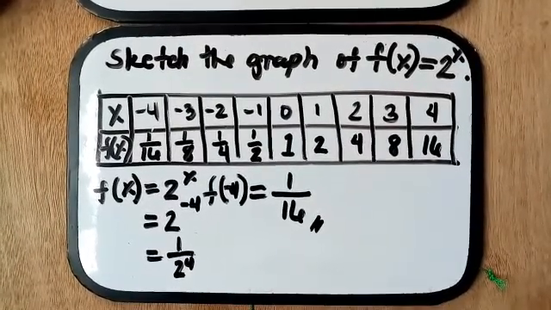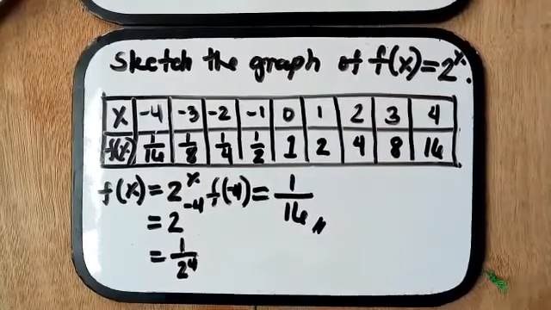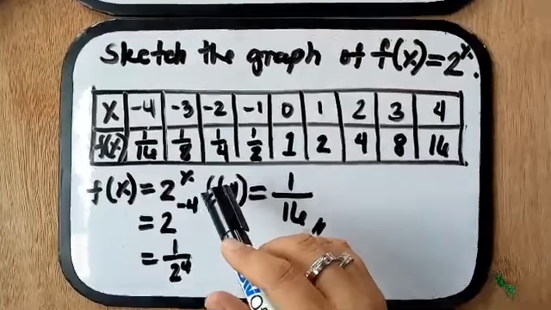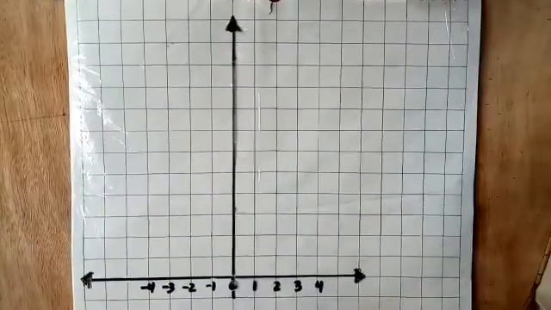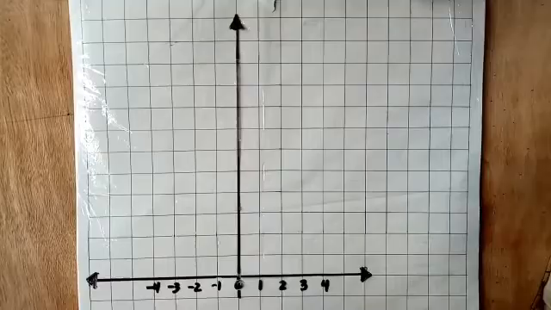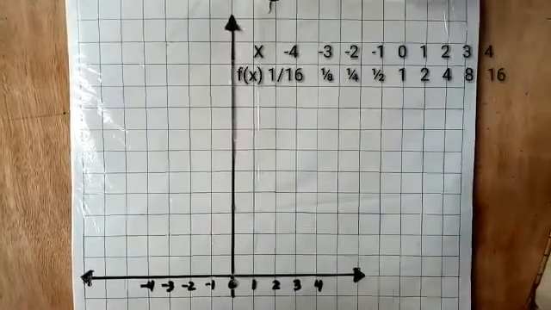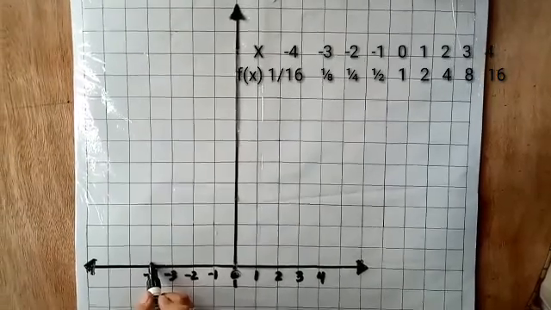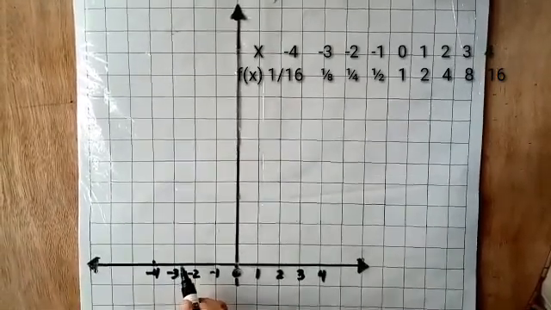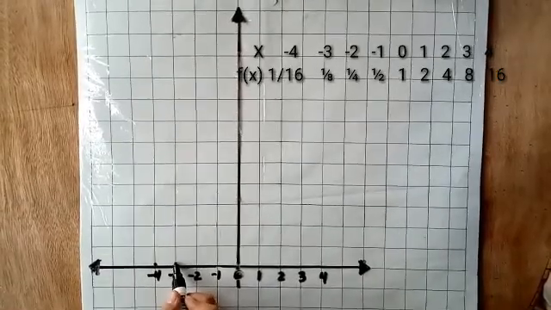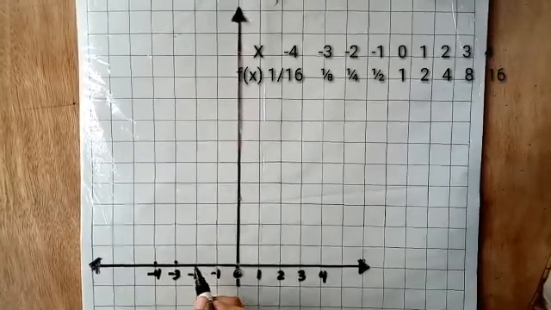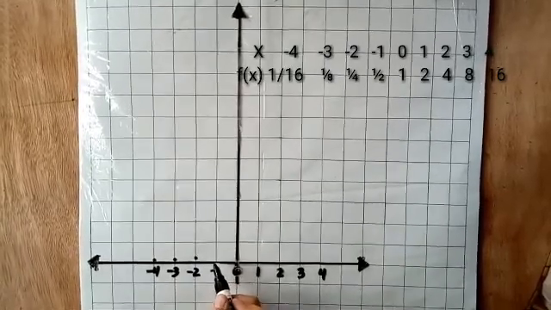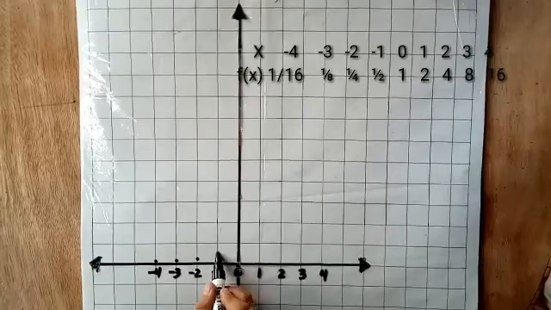Second step is we will plot the points found on the table. We will plot on the Cartesian plane. We are going to plot the points. So we will plot the first point, negative 4, 1 over 16. So somewhere here. Then negative 3, 1/8, somewhere here. Negative 2, 1/4, so somewhere here. Negative 1, 1/2, so here.